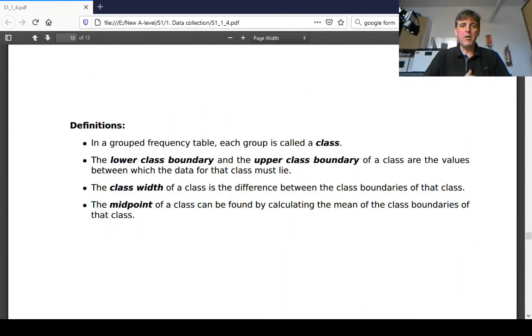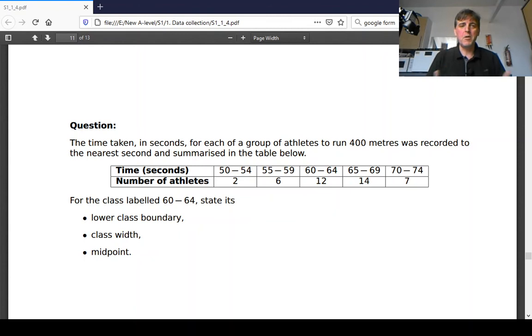So on the screen now, I've just summarized all of those definitions for you. I won't read them all out again, but pause the video if you need to. Just make sure that you understand what we mean by these words, because these are words that you need to be very familiar with. Okay, think you know what's going on here? Have a go at this question, please. Pause the video and restart once you've got your answers.